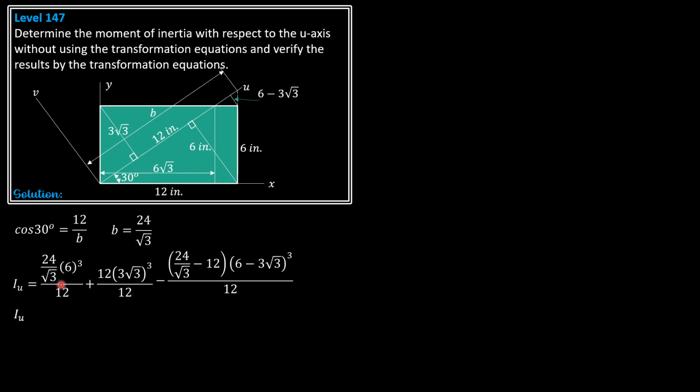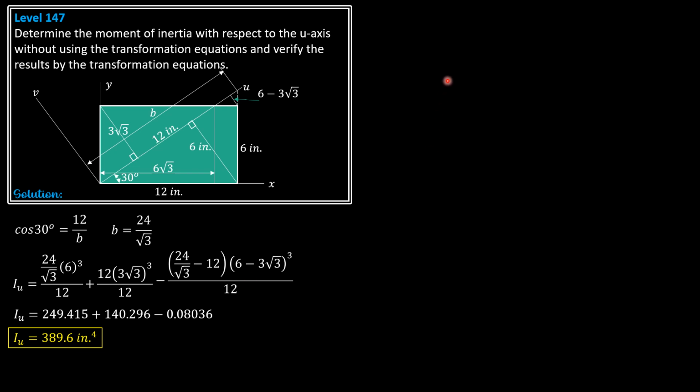Simplifying, the first term is equal to 249.415. The second term is 140.296. The last term is negative 0.08036. Combining, I sub u is equal to 389.63 inches to the fourth to 5 significant figures. So take note that it is 389.63. We round off the value to 4 significant figures, so 389.6.